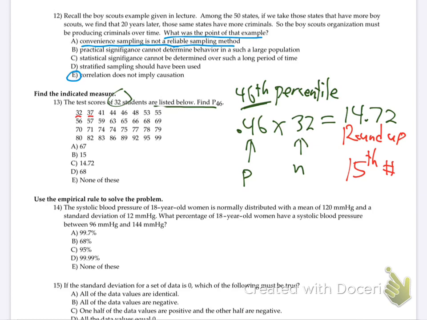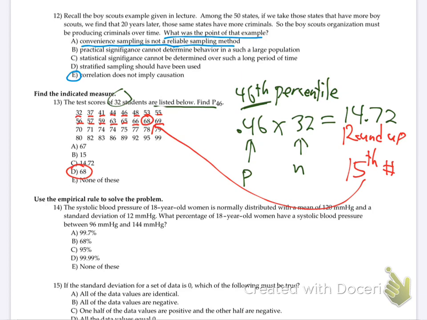So 1, 2, 3, 4, 5, 6, 7, 8, 9, 10, 11, 12, 13, 14. There it is. The 15th number is 68. So 68 is just under halfway through that list. It looks right, doesn't it? 46th percentile. Making good sense? So make sure you can do that, whatever it says on those notes.